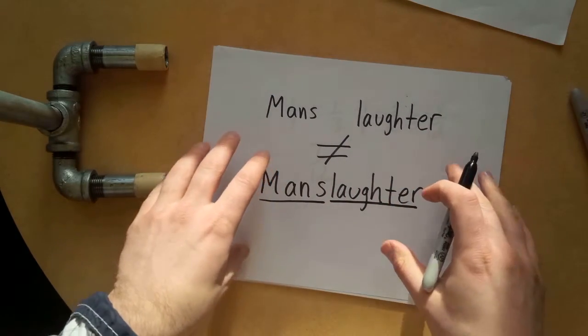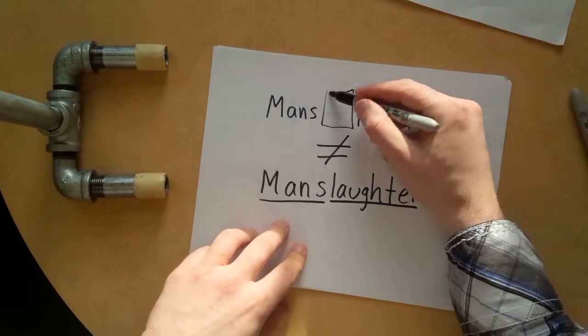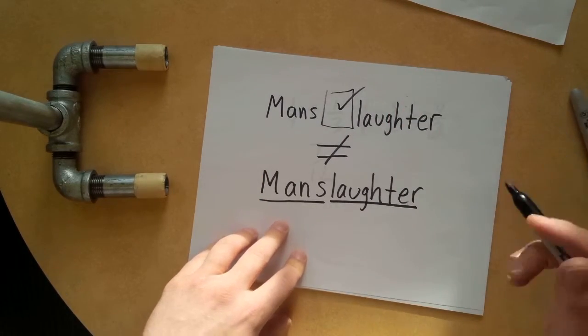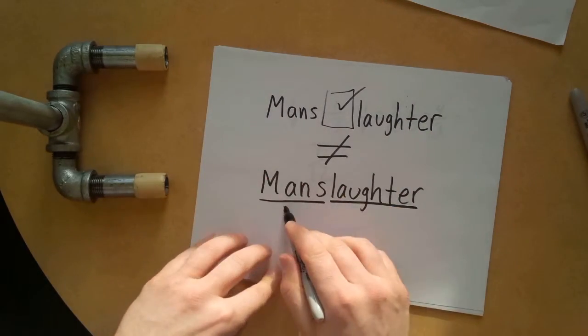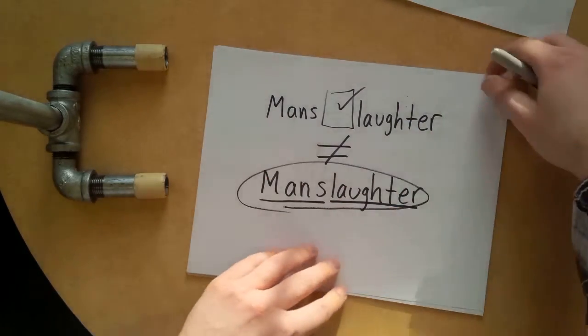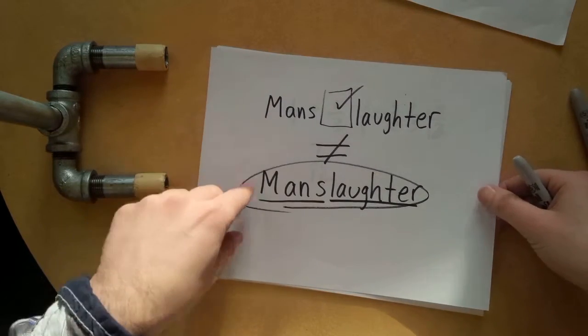This concept layers into math perfectly. If we do not use our white space where it is needed, we can end up cramming things together and getting an entirely different meaning. And that's what I'm trying to get across here. Remember this, man's laughter does not equal manslaughter.